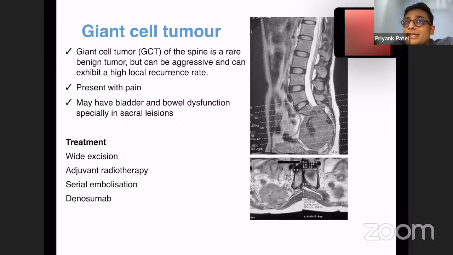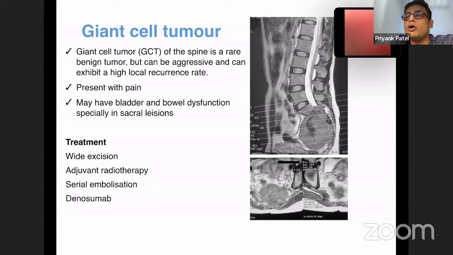Correct. So exactly what you are saying is a dilemma for everybody. If giant cell tumor is a benign tumor, why do you remove the tumor? Because it is causing pain and mass effect. But when you remove the tumor, what happens if there's a recurrence? That is exactly what I'm trying to explain, and at the end of the talk you'll understand how you are going to deal with all these things.